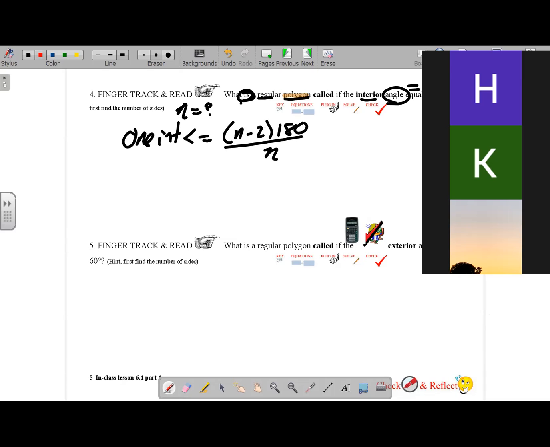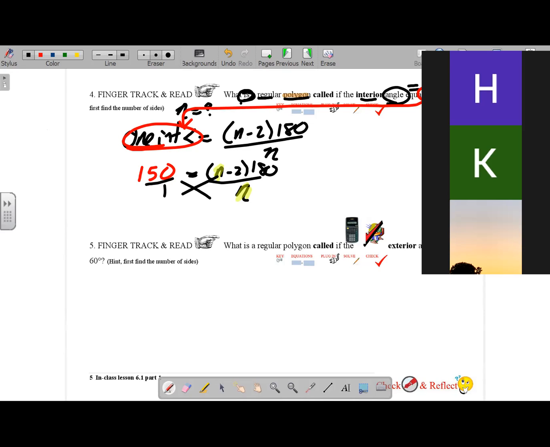Okay, now we circle 1 interior angle. Got it? Alec, what is our interior angle? 150. Boom, that goes on the left. 150 equals n minus 2 times 180 over the number of sides. And Matthew already explained to us we are solving for n here. When you have a whole number and a fraction, we just pop that over 1, cross multiply.